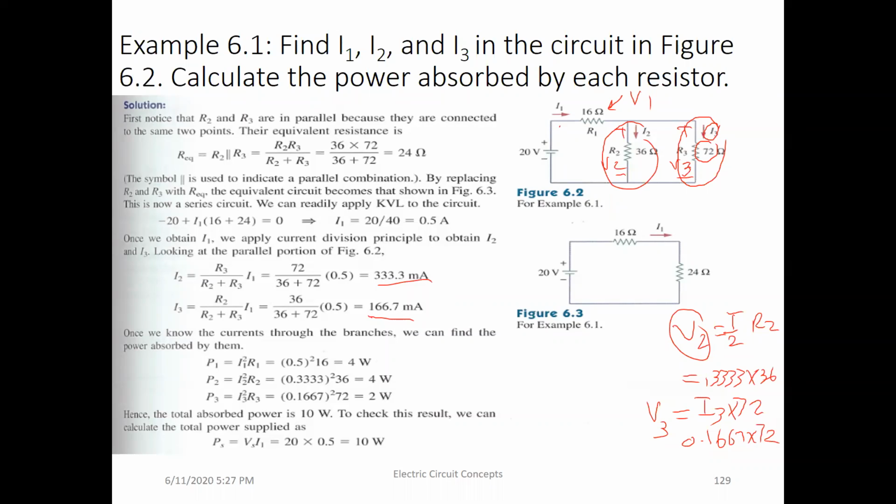V1 will be I1 times R1, so it will be I1 is 0.5 times R1 is 16. When you apply Ohm's law, you have to ask yourself which element you want to apply it to. If you pick R1, you need to find the current passing through R1 and the value of that resistance. If you want the voltage across R2, you must know the current passing through R2 and the value of R2.